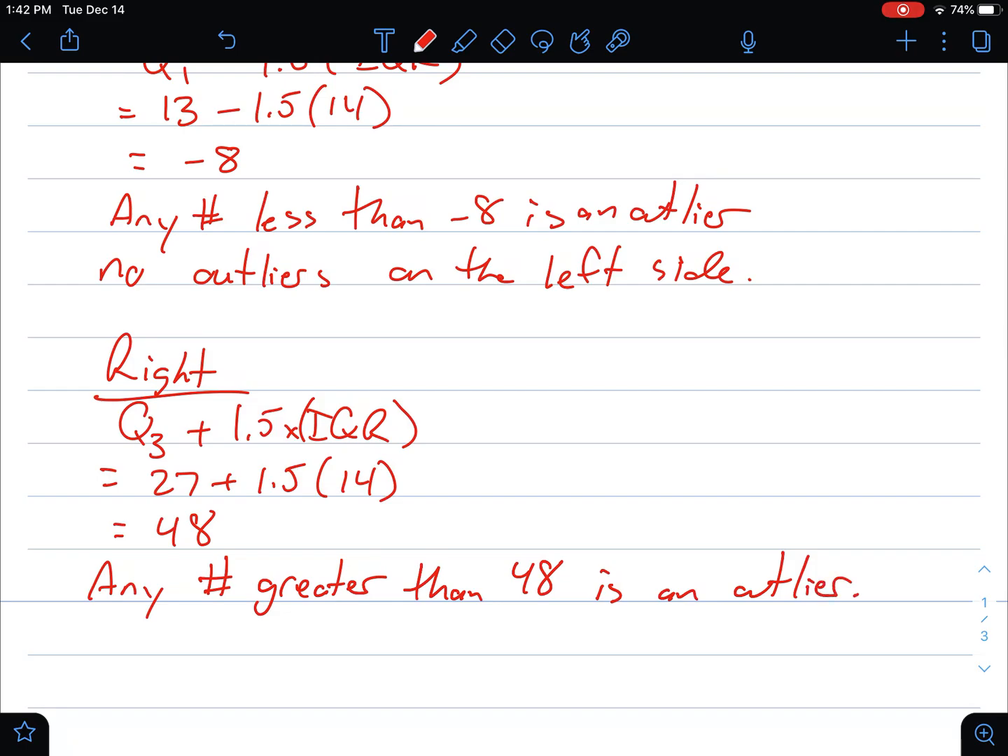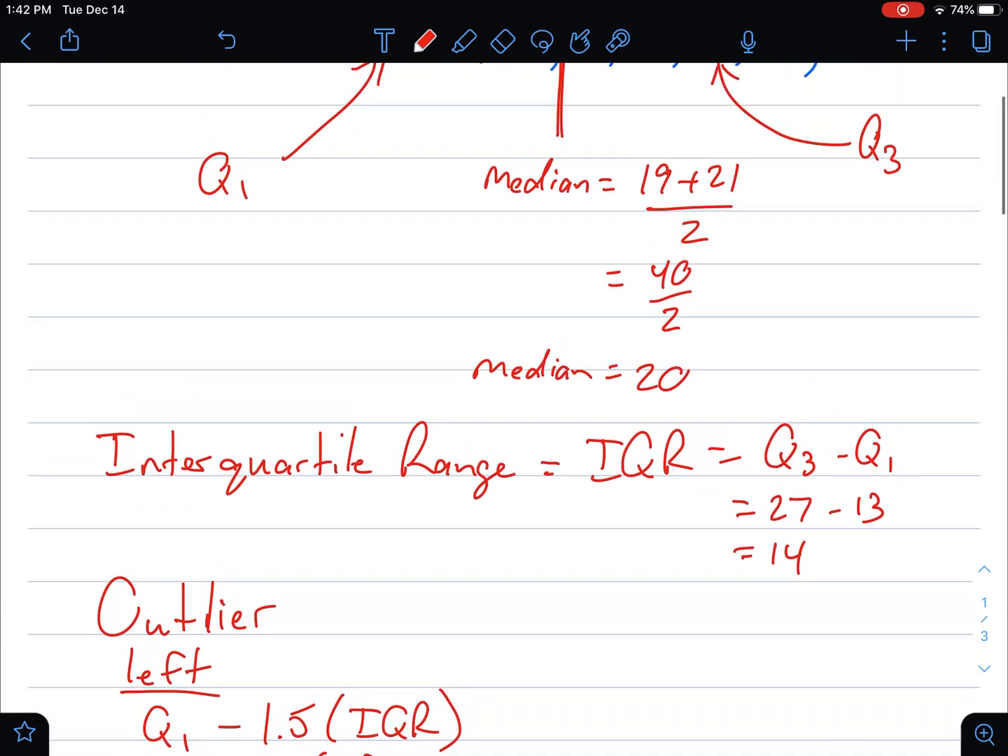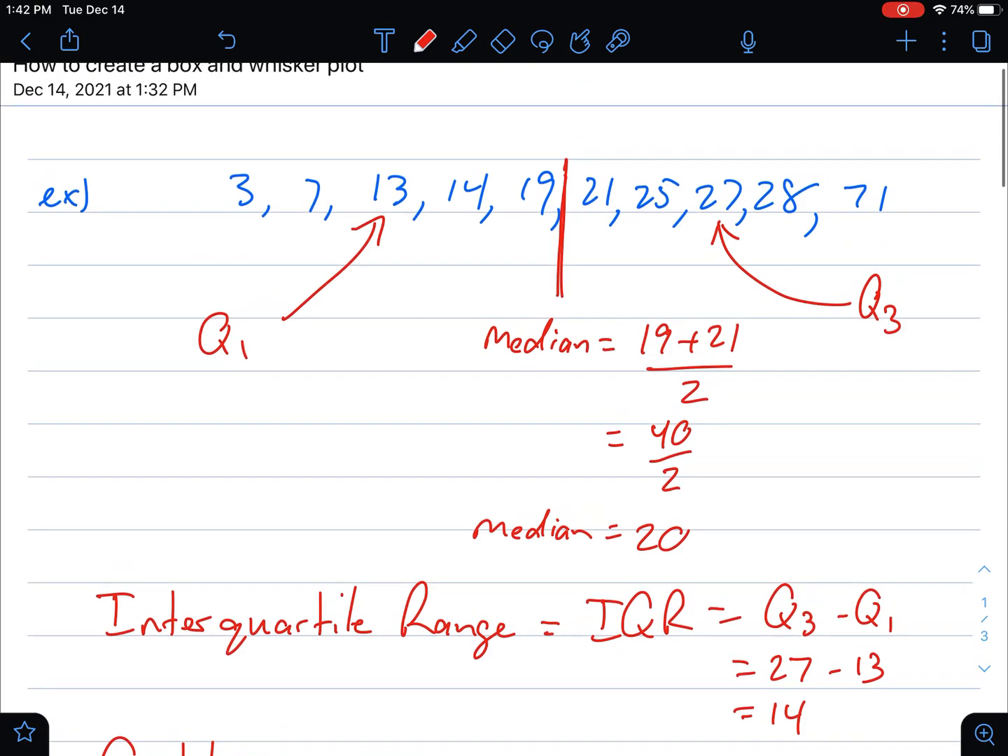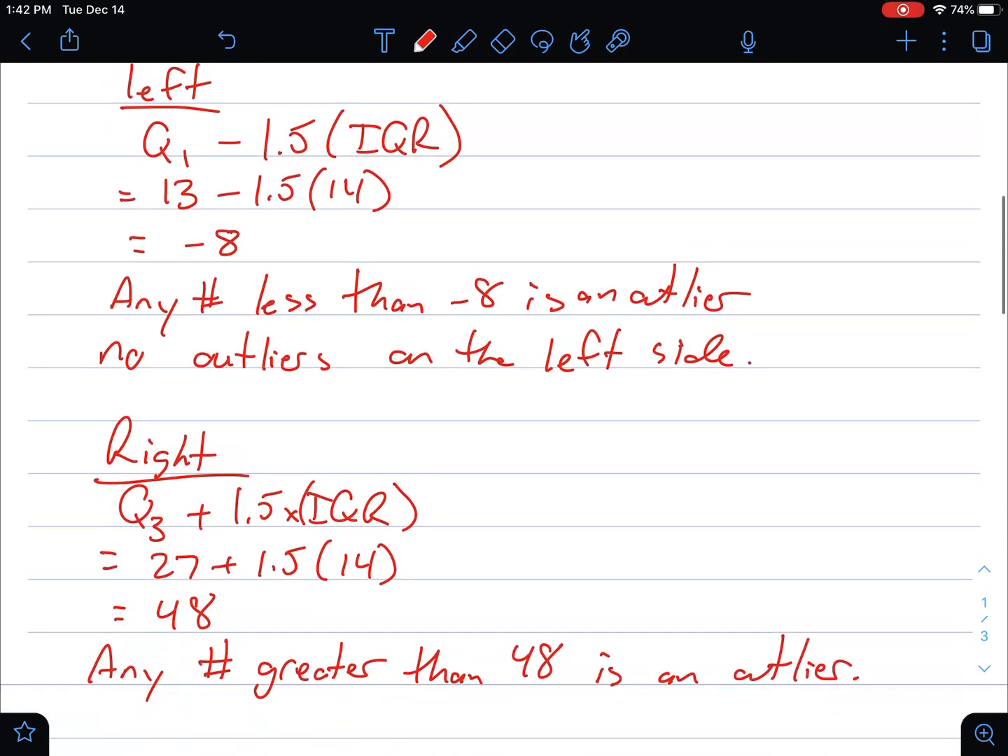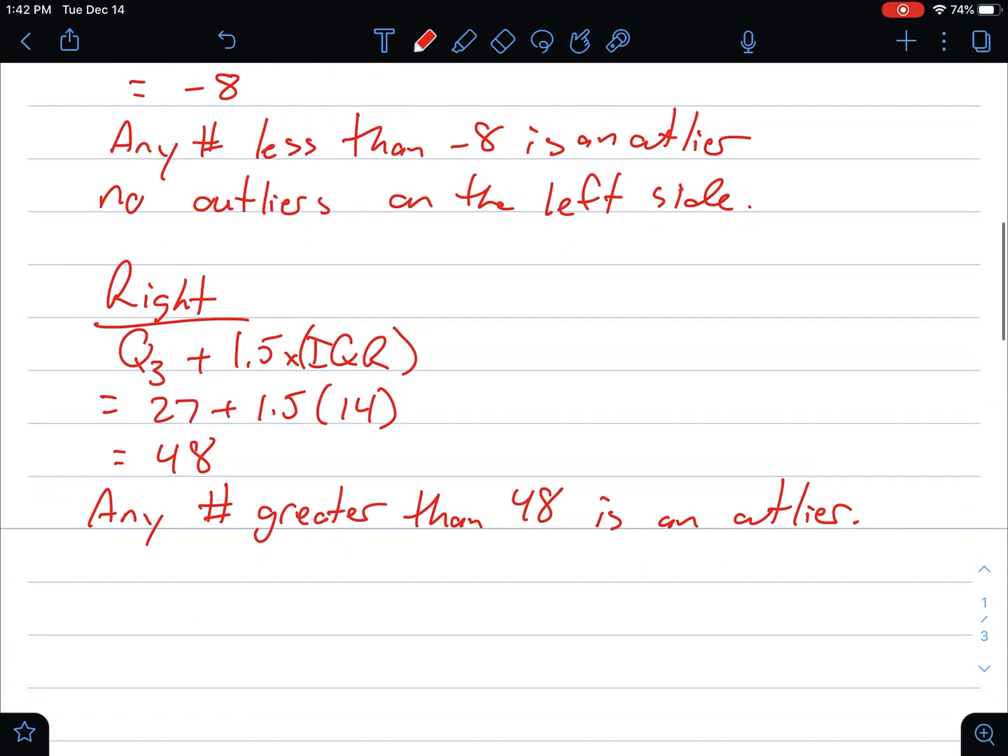So we're going to check our list. Anything bigger than 48? Yes, the 71. Okay, the 71 is definitely an outlier because it is beyond the boundary of the outlier check, which is at 48. So therefore, 71 is an outlier. Okay, now we actually have enough information to make our box plot here.